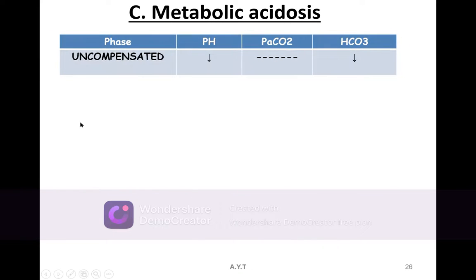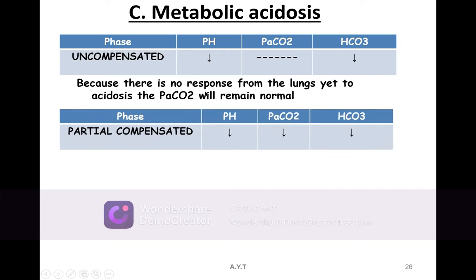On the other hand, uncompensated metabolic acidosis means that the pH is down, less than 7.35. PaCO2 is normal, but bicarbonate levels are down. It means that the pH is less than 7.35, and the cause is here: low bicarbonate levels. Many conditions can cause it.